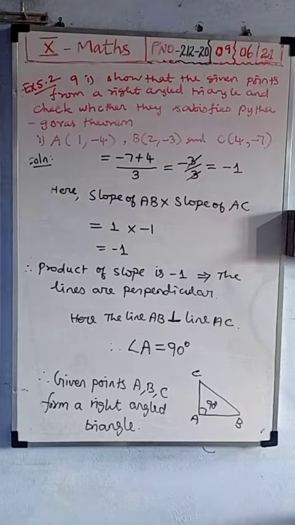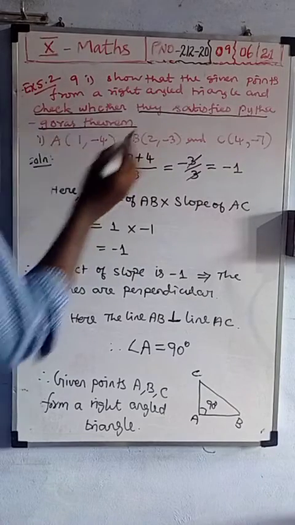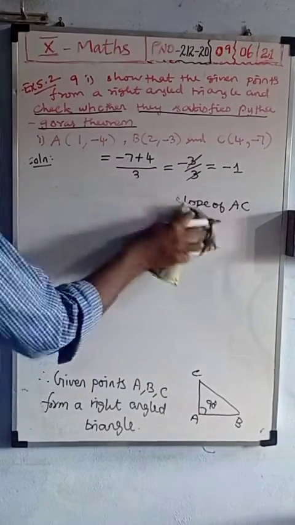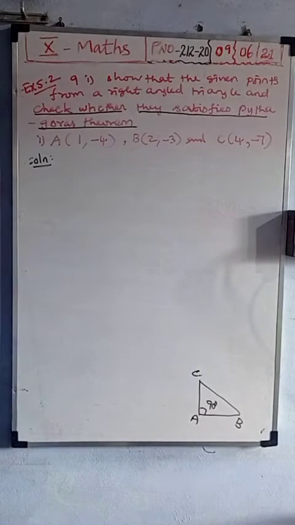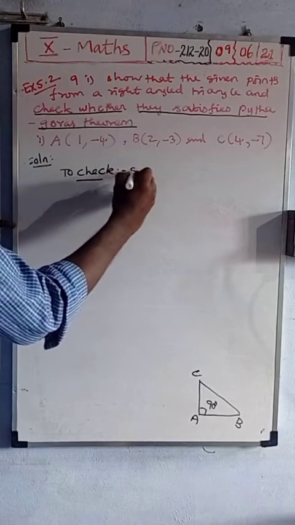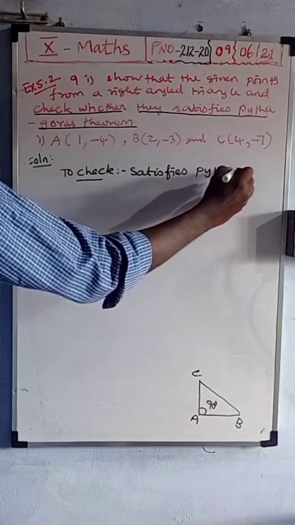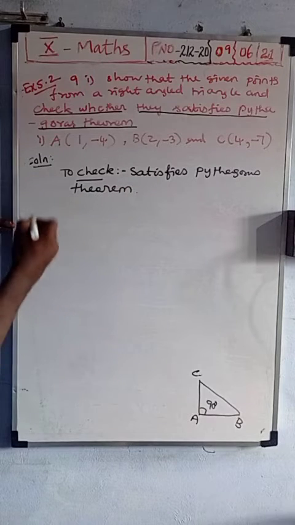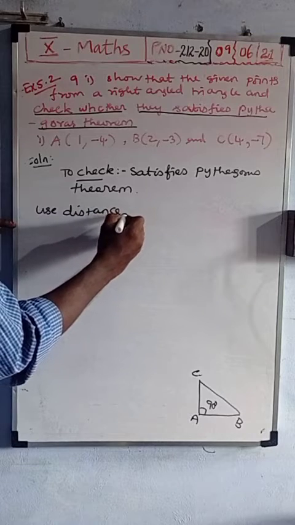Next part, you see, check whether they satisfy the Pythagoras theorem or not. So for this right angle triangle, check whether it satisfies it or not. To check whether it satisfies the Pythagoras theorem, now use the distance formula, distance D.